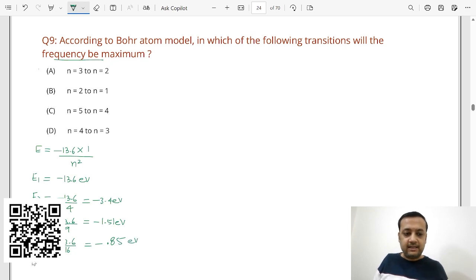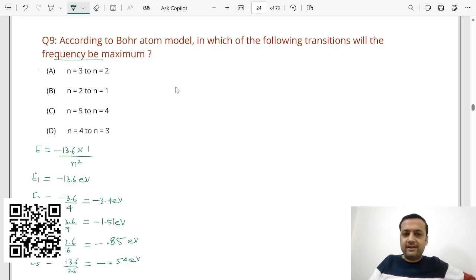Okay, and E5 will be minus 13.6 divided by 25. So this will be how much? Nearly 125 and 110, so nearly 0.54 approximately. I'm just writing the approximate value.